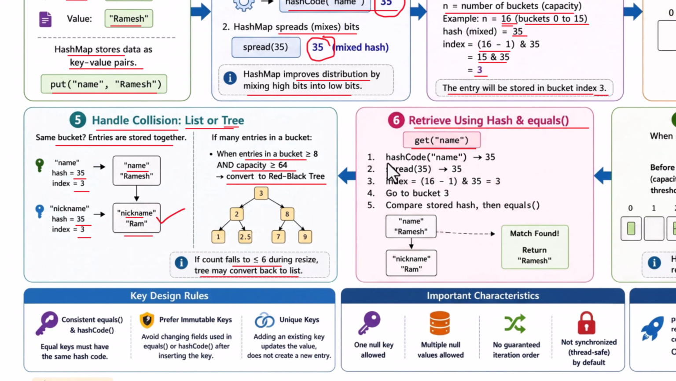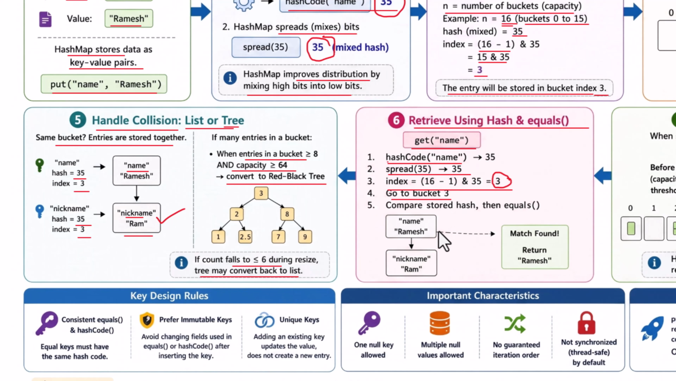First, it calls hash code on name. Next, it spreads the hash bits. Then it calculates the bucket index using the current capacity. The result is again bucket 3. HashMap can now go directly to that bucket instead of checking every entry in the map.